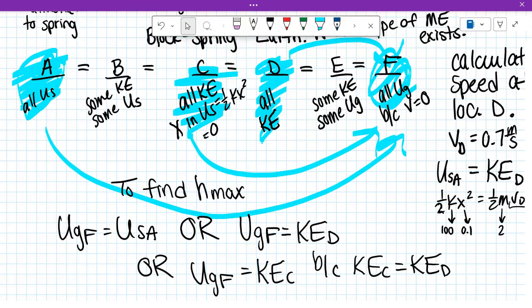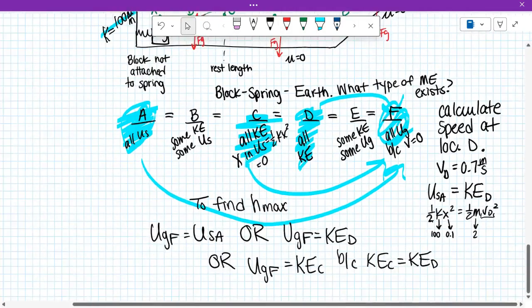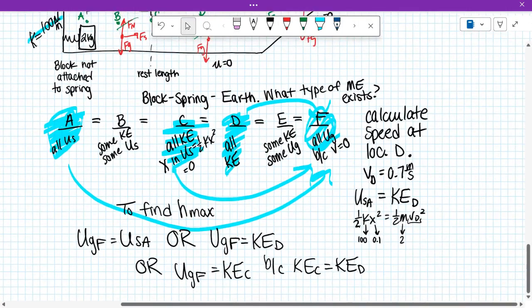And if I know the energy at A, then I know the energy at any other location, and vice versa. That works backwards too. I could give you the maximum height and ask you to find the initial compression, and you could work backwards from F to A. So you now have enough information to go through and do some practice with spring force and spring potential energy.